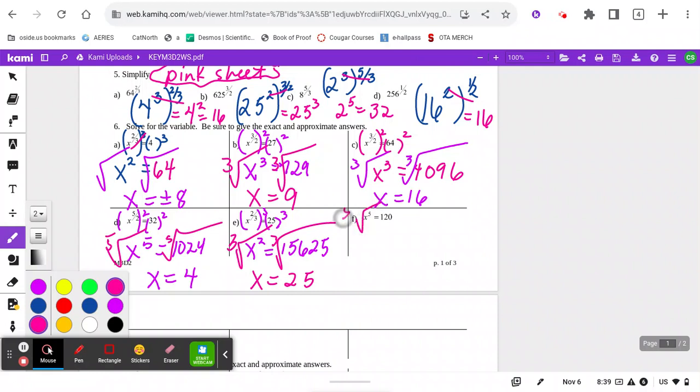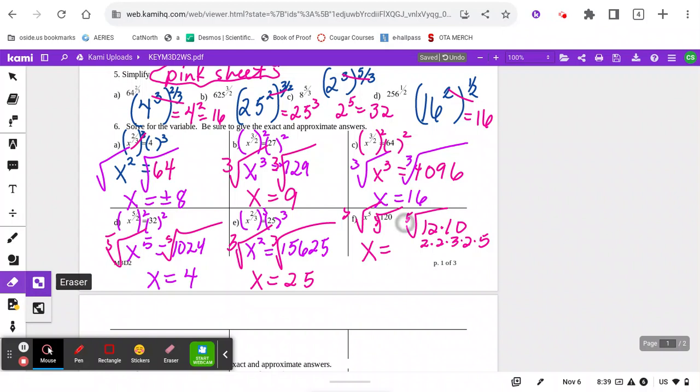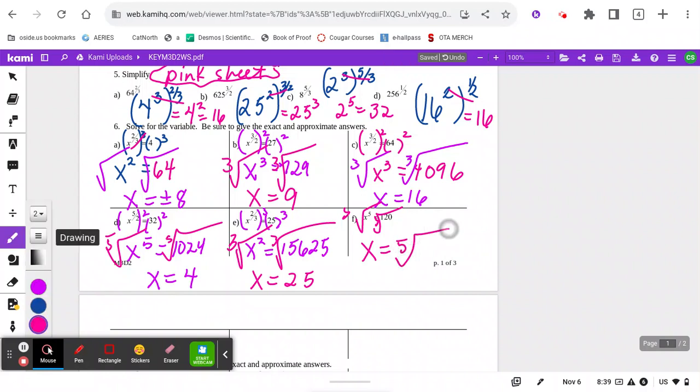All right, last we just do the fifth root of both sides of this one. And remember, we can always just do the straight up break it down. 12 times 10, 2 times 2 times 3 times 2 times 5. And this is a fifth root. I'm not seeing any groups of 5 there. So we literally just leave it as the fifth root of 120. So if there is not a group of 5 to take anything out, it is fully simplified.